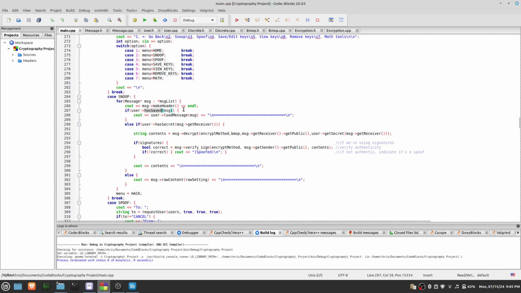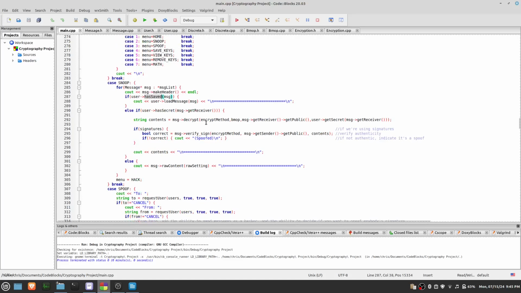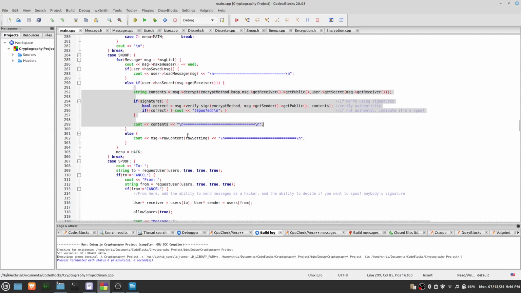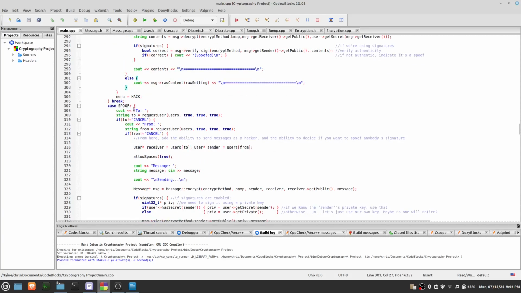We see, first of all, have we saved this to our device? If so, show it. Otherwise, do we have this person's private key? And that's why it's important that we save our own private key, because otherwise we won't be able to view our own messages when snooping. And if so, then we decrypt it and show it. Otherwise, we just display it as raw content, because what else are you going to do?